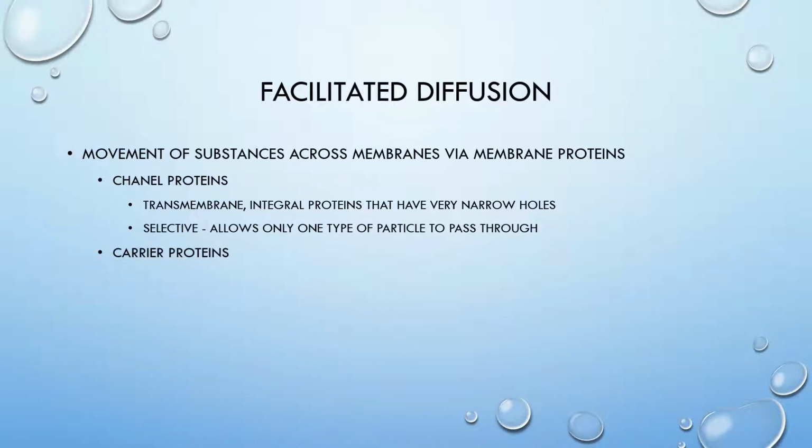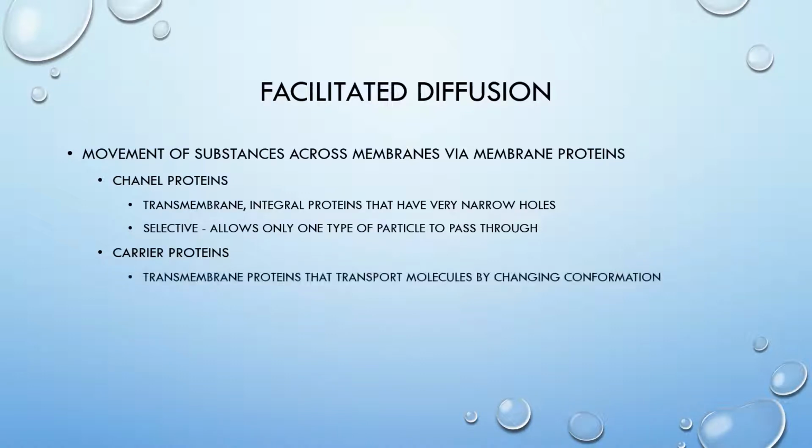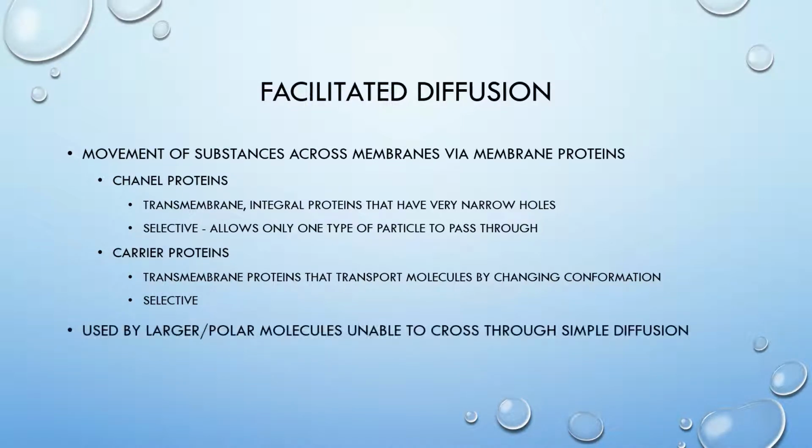There are also carrier proteins. Carrier proteins are transmembrane proteins that transport molecules by changing its conformation. It's also selective, and facilitated diffusion is used by larger and polar molecules unable to cross through simple diffusion. And I forgot to mention earlier, molecules that are able to pass through simple diffusion are most likely nonpolar. The examples of particles that are transported through facilitated diffusion include ions, glucose, and amino acids.